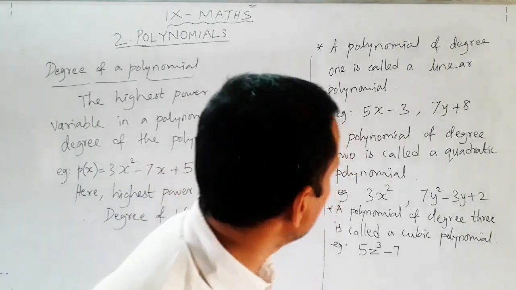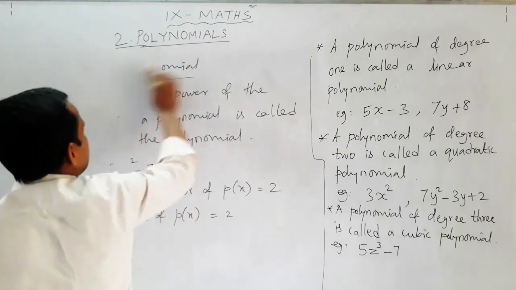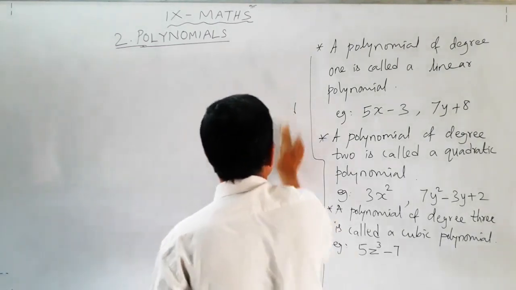Clear? Suppose degree 4 comes, so what is the name? This is new to you. Okay.